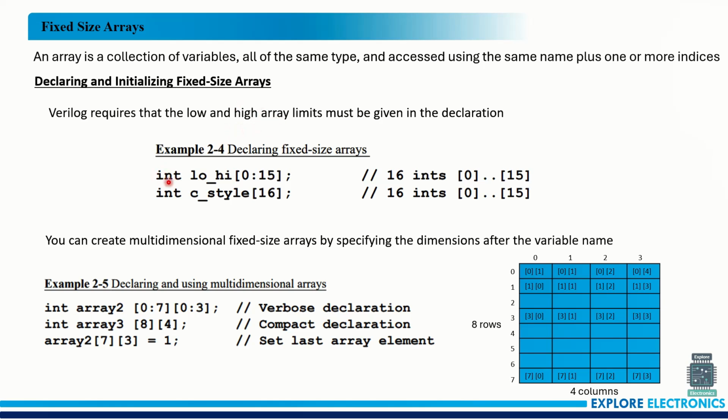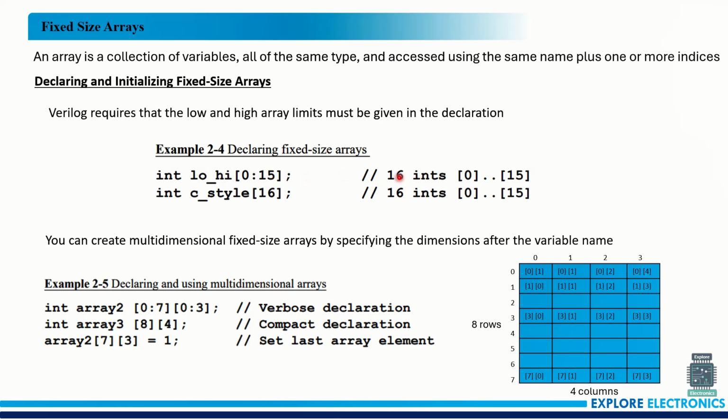It means int low_high [0:15]. This is how in Verilog we generally represent it. But in SystemVerilog we can represent it with 16 directly. Both notations are the same here, giving the same meaning. Both are int data type with the names low_high and c_style. These are the two variables declared differently like this.